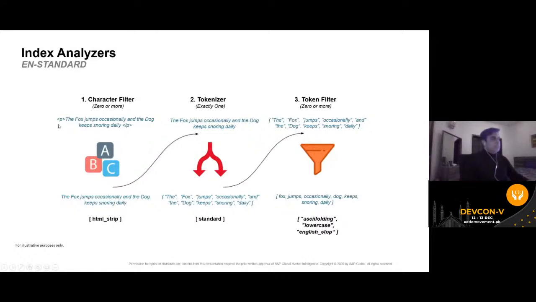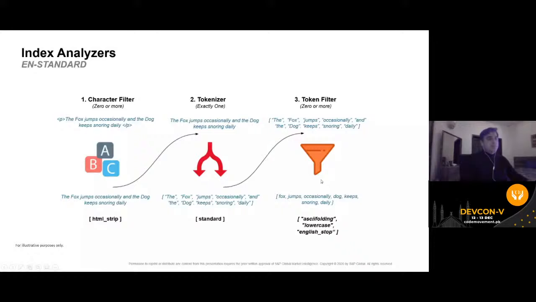The sample sentence which we are using is the fox jumps occasionally and the dog keeps snoring daily. Just note that there are some HTML tags as well, and the T for The is capital, D is capital, and so on. As we discussed previously, HTML strip will simply remove the HTML tags. This goes as an input to the next tokenizer. Standard tokenizer simply converts this sentence into a word sequence. This word sequence goes into the token filter.